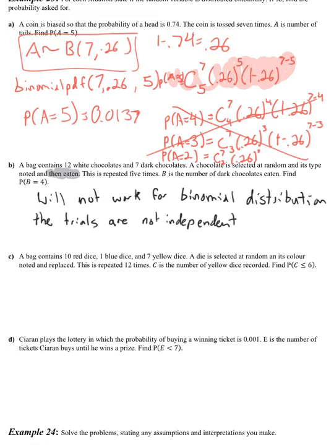Wait, so if the sample number is changing, then it's not independent? Yes, then it's dependent because it was dependent on the previous event. If I had 12 white chocolates, 7 dark chocolates, I pulled out a white chocolate and I ate it, now I'm doing this experiment a second time. There's 11 white chocolates left and 7 dark chocolates. So all of my numbers have changed. That's why it's not an independent event.